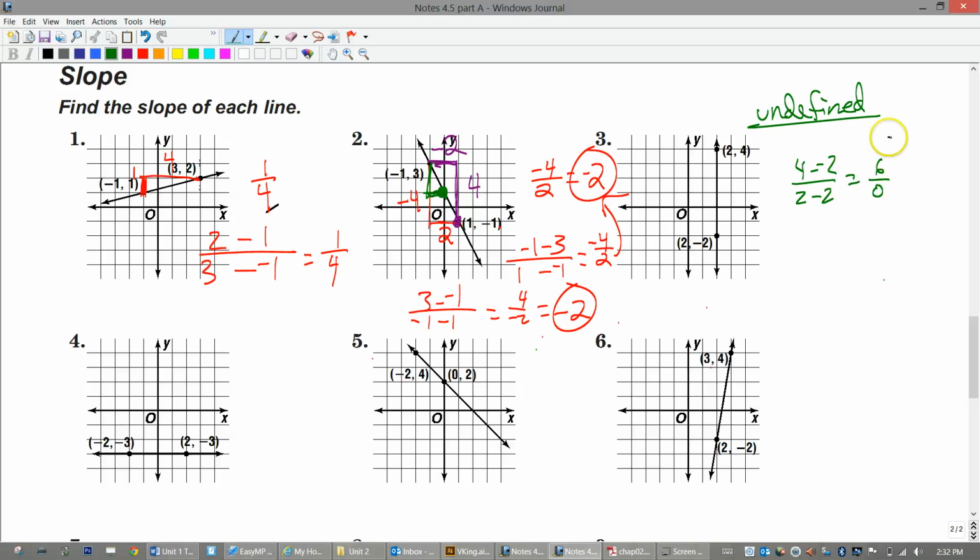Guess what 6 over 0 is? We don't know. It's undefined. When you divide by 0, it's undefined. Okay, anything over 0 is undefined.